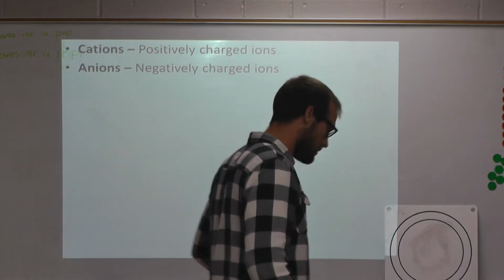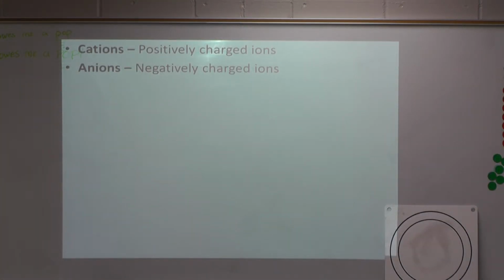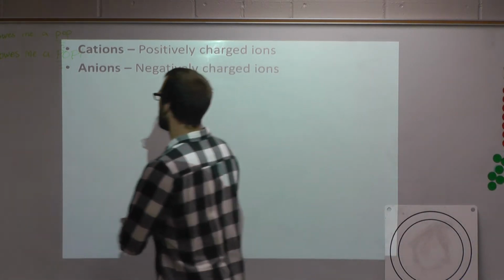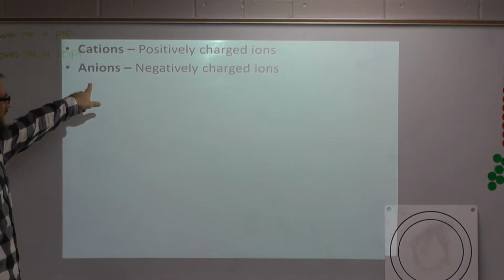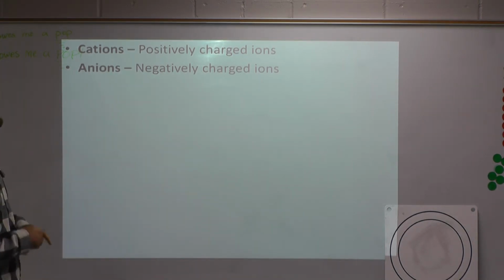Okay, you should remember cations and anions. These are ions. What's an ion? A charged atom. Okay, can be positive, can be negative. If it's positive, we call it a cation because cats have paws. Anions are negatively charged ions.